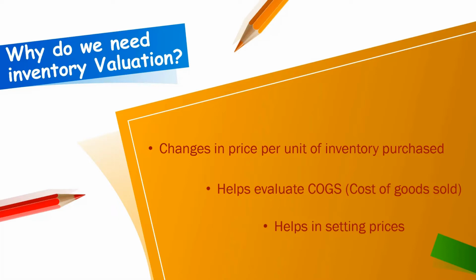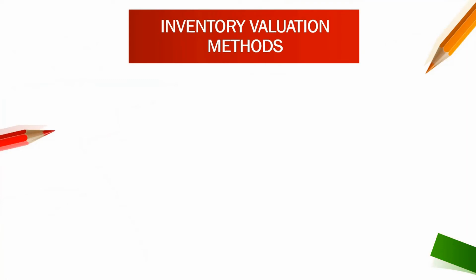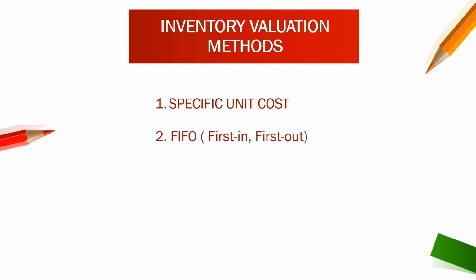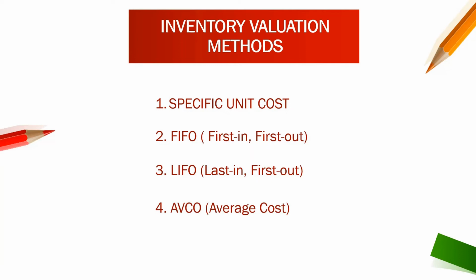So a company would choose the best inventory costing method that would work best for them. There are 4 types of inventory valuation methods that a company can choose from in order to use. These are 1. Specific unit cost, 2. FIFO, which stands for first in, first out, 3. LIFO, which stands for last in, first out, and last, AVCO, which stands for average cost. We are going to be paying close attention to FIFO, LIFO, and AVCO because these are the 3 that are required for CSEC.